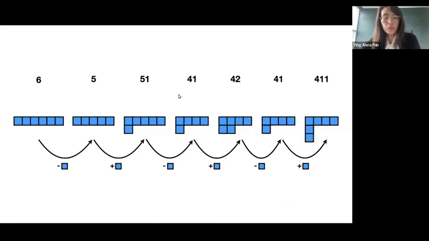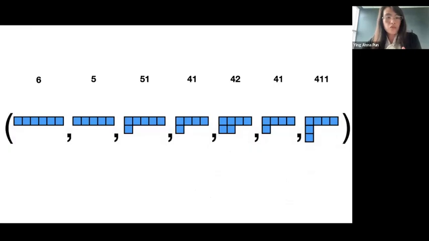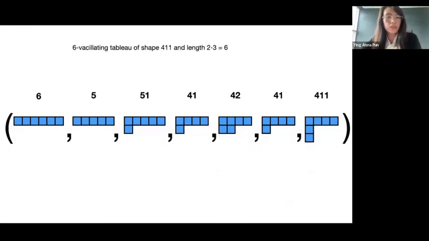Okay, so there are many choices here. This is a particular choice that I made. And so here, this is actually a 6 vacillating tableau of shape 4-1-1, which is the final shape. And then the length will be 6 because you see 1, 2, 3, 4, 5, 6, starting with 0. Okay, so that's how we talk about the shape.